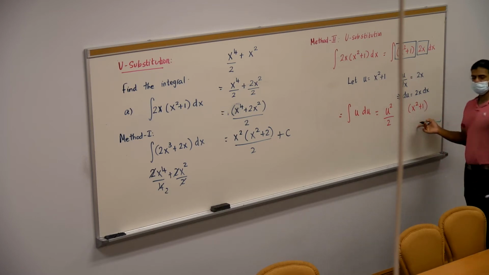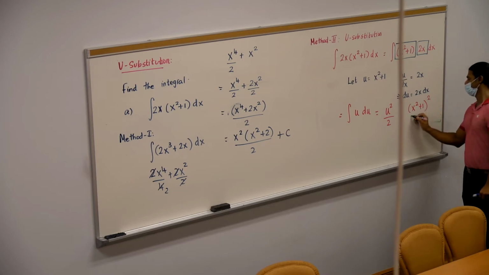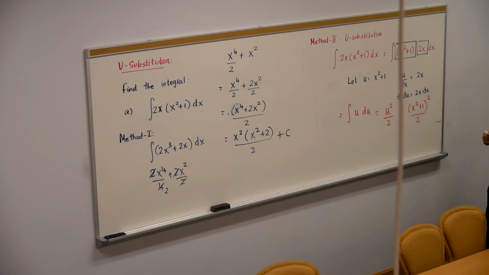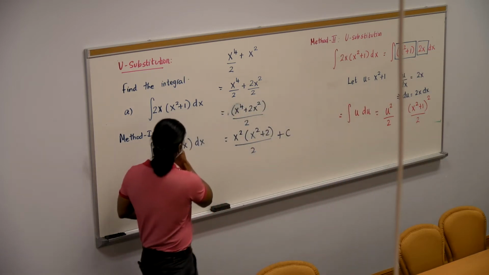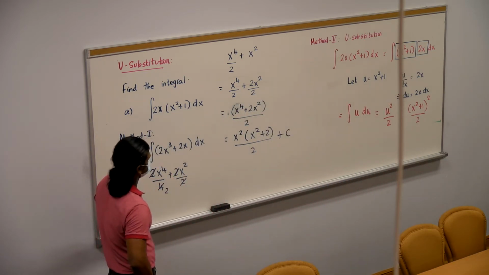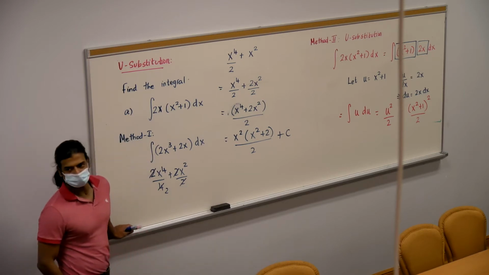But what is u? U is just x squared plus 1. So I could write it as x squared plus 1 squared over 2. Are we clear?